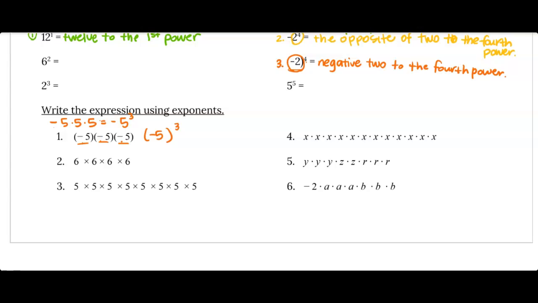And number 4, it works the same for x's. You just count up how many x's that you have. So we have 1, 2, 3, 4, 5, 6, 7, 8, 9, 10, 11, 12 x's. So that means our exponent will just be a 12, with a base of x. And if you have multiple variables, you just write the exponent for each variable. So we have 1, 2, 3 y's, so that's y cubed, 2 z's, so times z squared, and then 3 r's, so that's times r to the third. The rest of these examples will also be part of your practice.